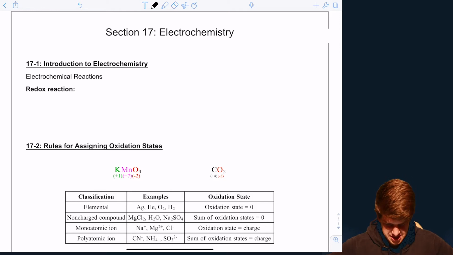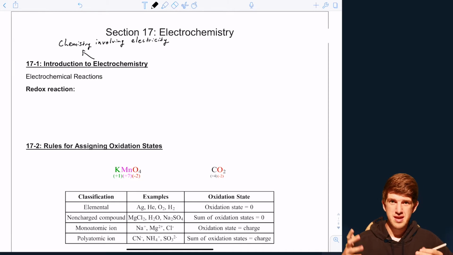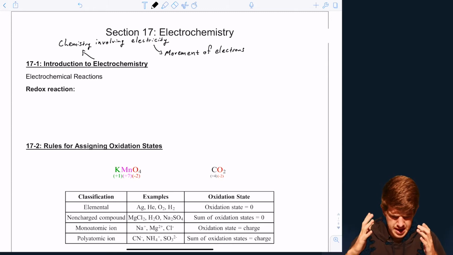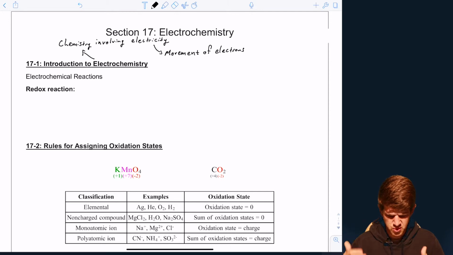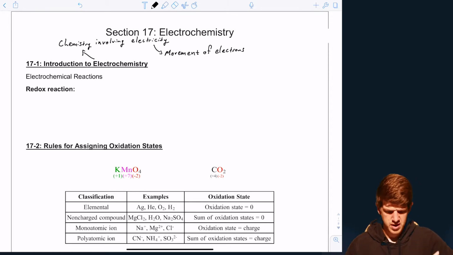All right, so section 17, electrochemistry. First thing we need to talk about, what is electrochemistry? Well, believe it or not, it's chemistry that involves electricity. Well, that doesn't really help me that much. Well, electricity is just the movement of electrons. So electrochemistry is chemistry that involves the movement of electrons.